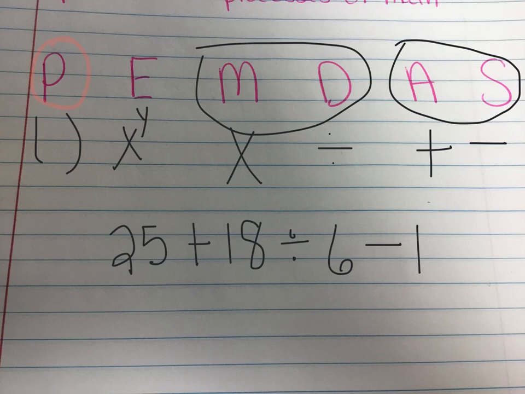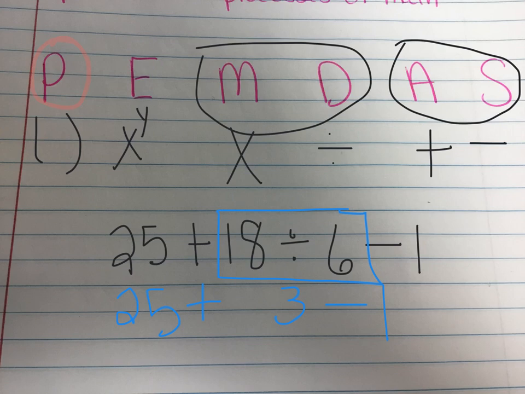How many groups of 6 are in 18? There are 3 groups of 6 in 18. I did not touch the plus. I did not touch the 25. I did not touch the 1. Remember, this is the problem I did. I cannot carry down that 6 because I already used it in this problem. I cannot carry down that 18. I have already used it in the problem. So I need to continue from there.